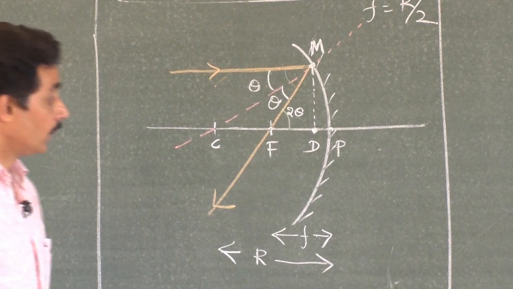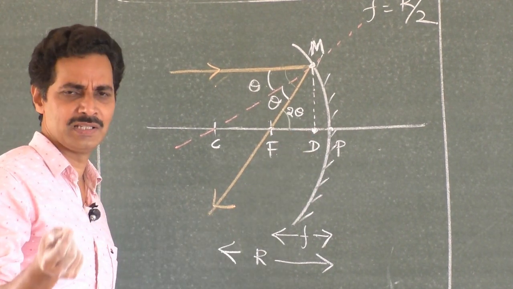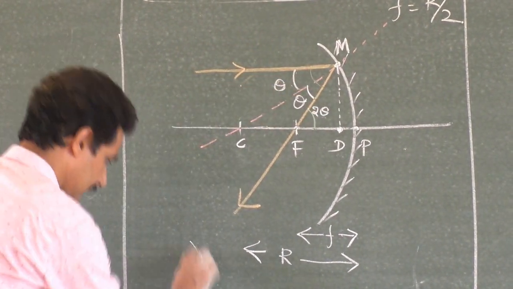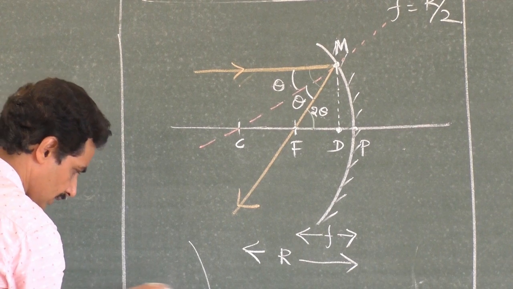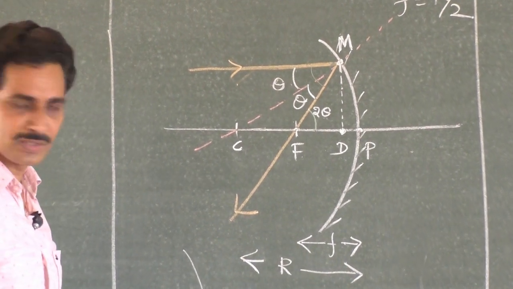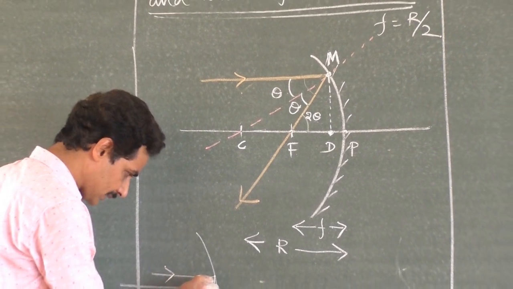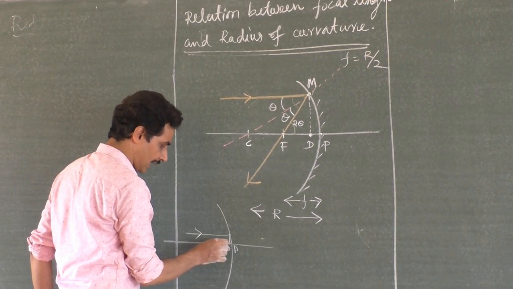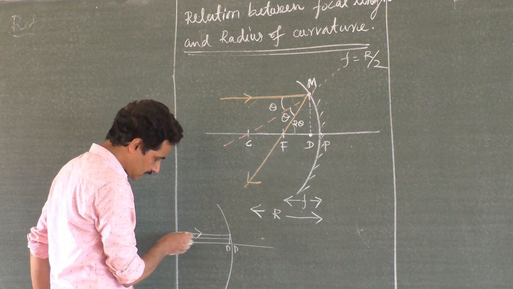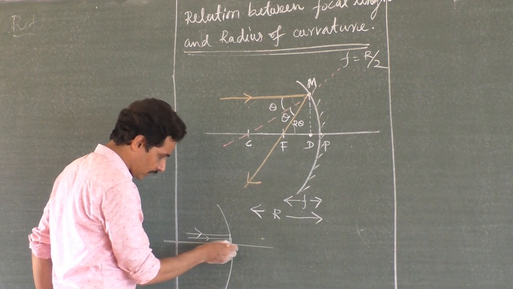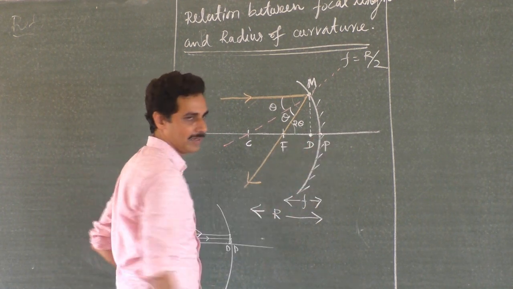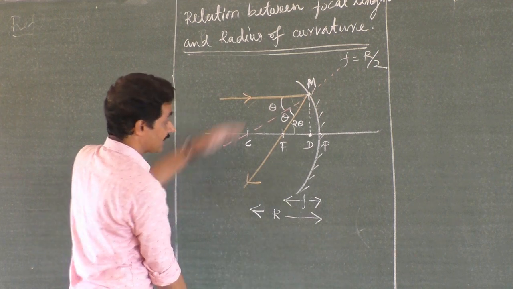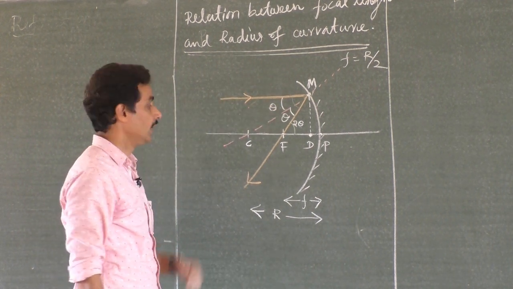Of course, what about this DP? DP is negligibly small. If this ray is very, very close to the principal axis, and you drop a perpendicular here, then D and P would have overlapped. And as you take another ray very close to the principal axis, they come closer. So there is no gap between D and P. D is almost over P if the ray is paraxial, if it is very close to the principal axis.